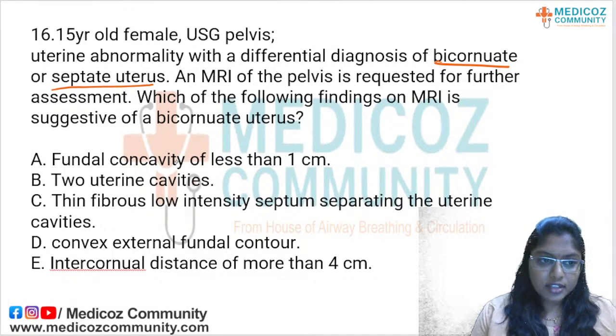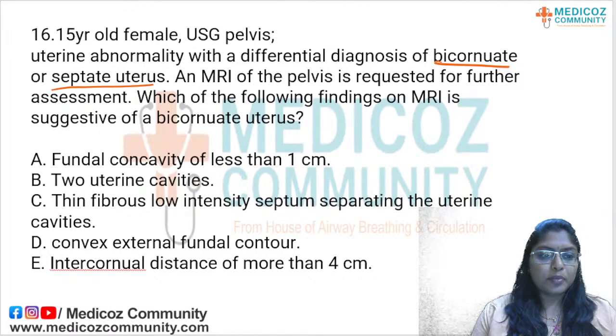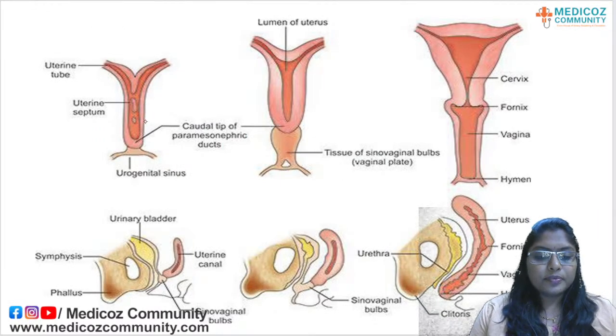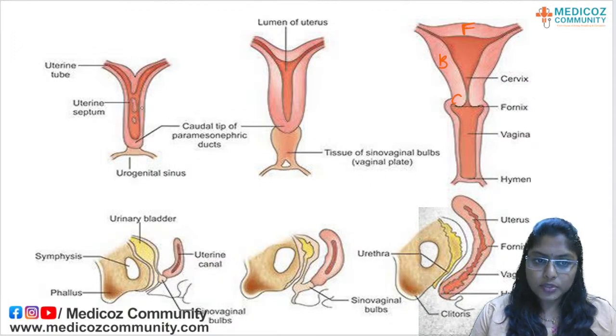Before going to the answer, let me tell you briefly about the embryology of the female reproductive system. From the paramesonephric or Mullerian ducts, two tubes are formed and they fuse, and that is how the lumen of the uterus is formed. This is the adult uterus: the fundus, the body, and the cervix, and this is the vagina. If there is any problem with the formation of the tubes, with the fusion, or with the degeneration of the septum, there will be anomalies, which we will discuss in detail.